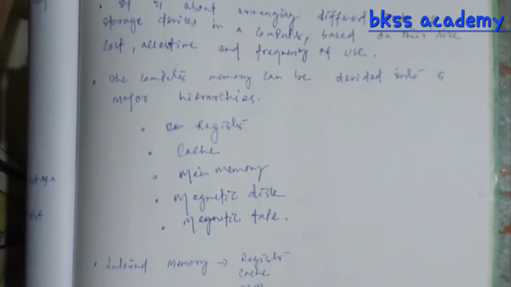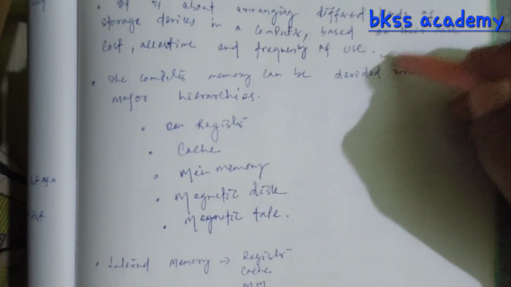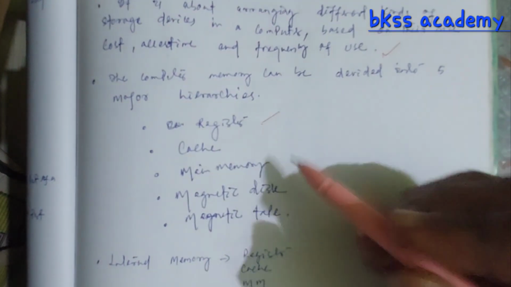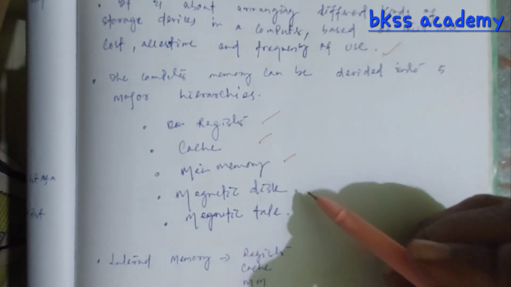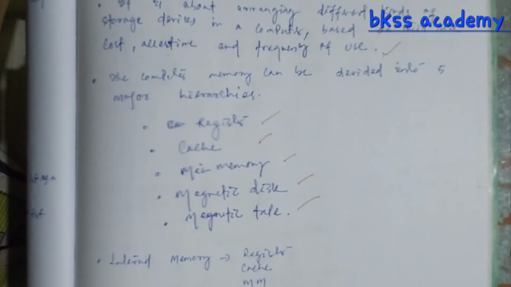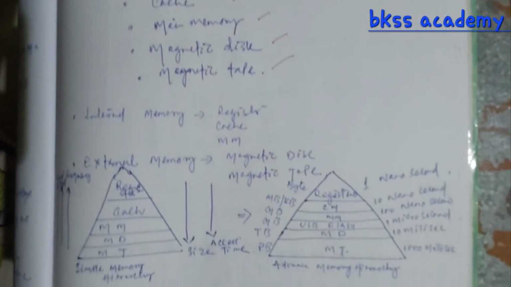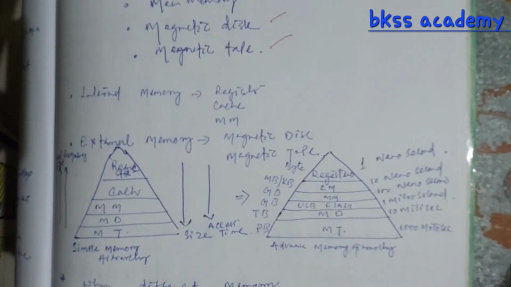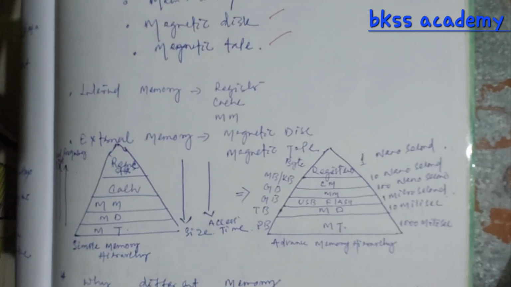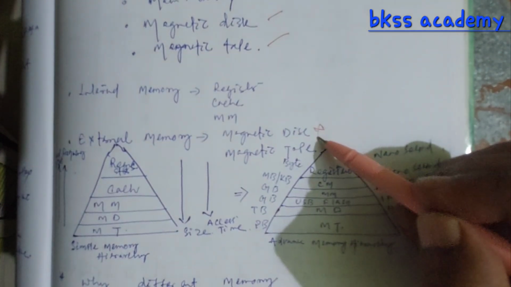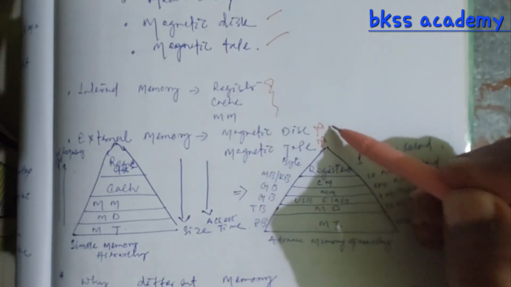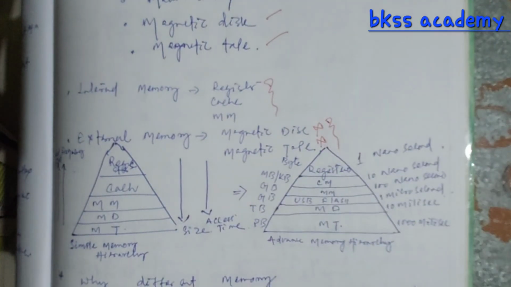The computer memory can be divided into five major levels: register, cache, main memory, magnetic disk and magnetic tape. Internal memory is register, cache and main memory. External memory is magnetic disk and magnetic tape. These three are the internal memory and these two are the external memory.